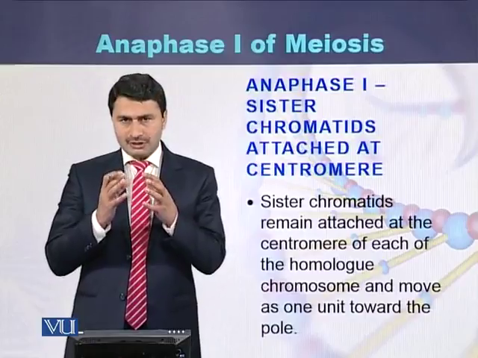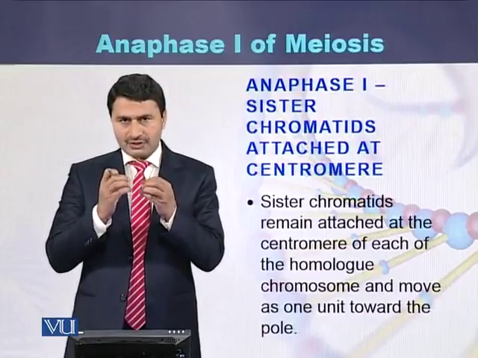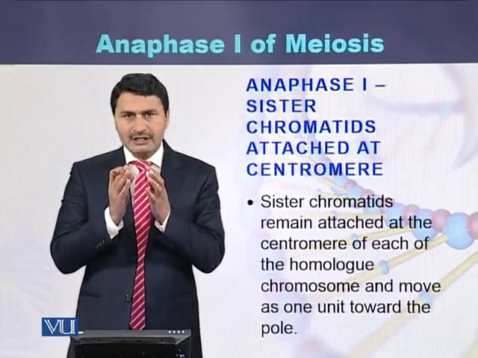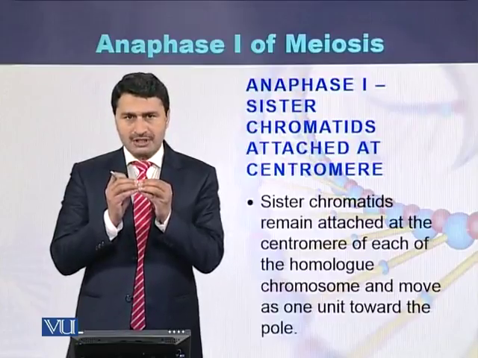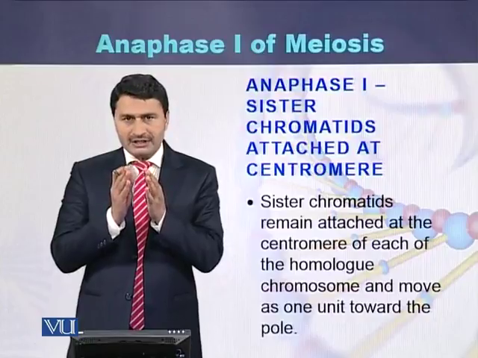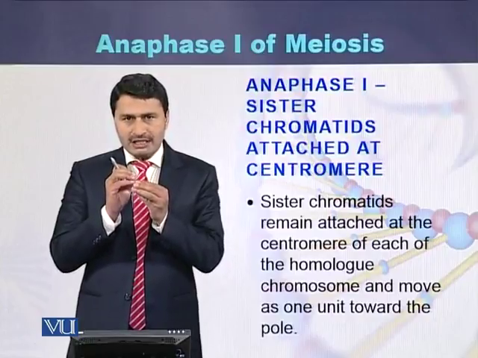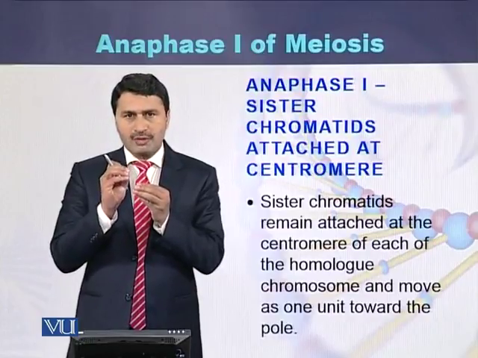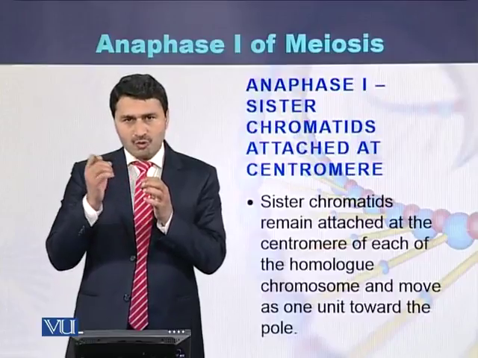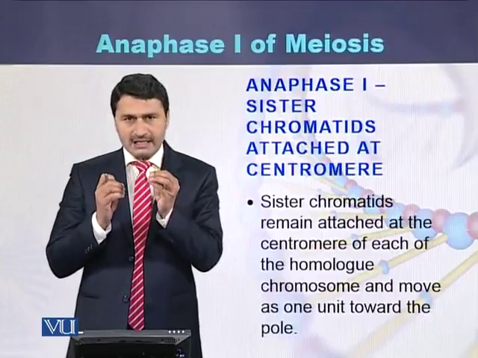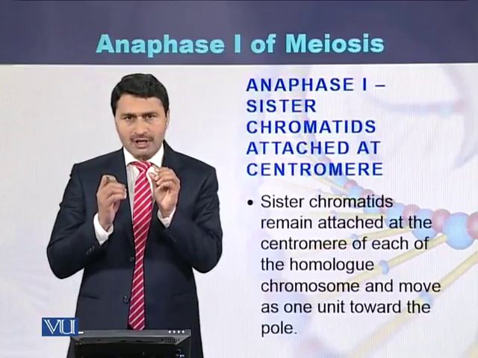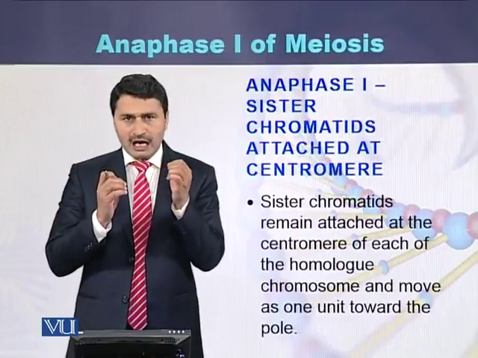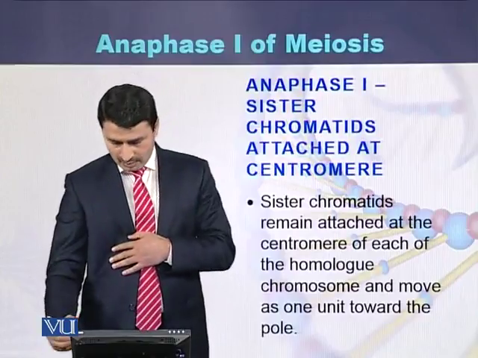Sister chromatids during anaphase 1 remain joined at the point called the centromere. They do not separate. Instead, a centromere that contains two sister chromatids moves to one pole, while the second homologue, including a centromere that contains two sister chromatids, moves to the other pole of the cell.